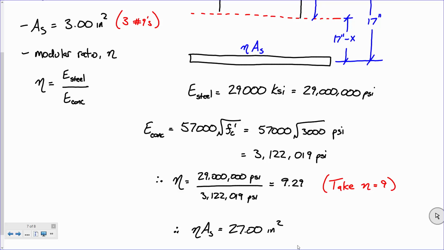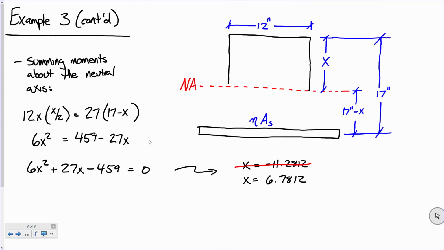Okay. Now, that takes care of that. Now we've got to actually start doing some analysis. In order to do that, we sum moments around our neutral axis, or where the centroid is. By summing moments, let's take everything above the neutral axis. The area of this rectangle up here is just 12 times x. The centroidal distance, how far it is from the neutral axis to the centroid of this rectangle, is x over 2. That's my moment contribution above the neutral axis.